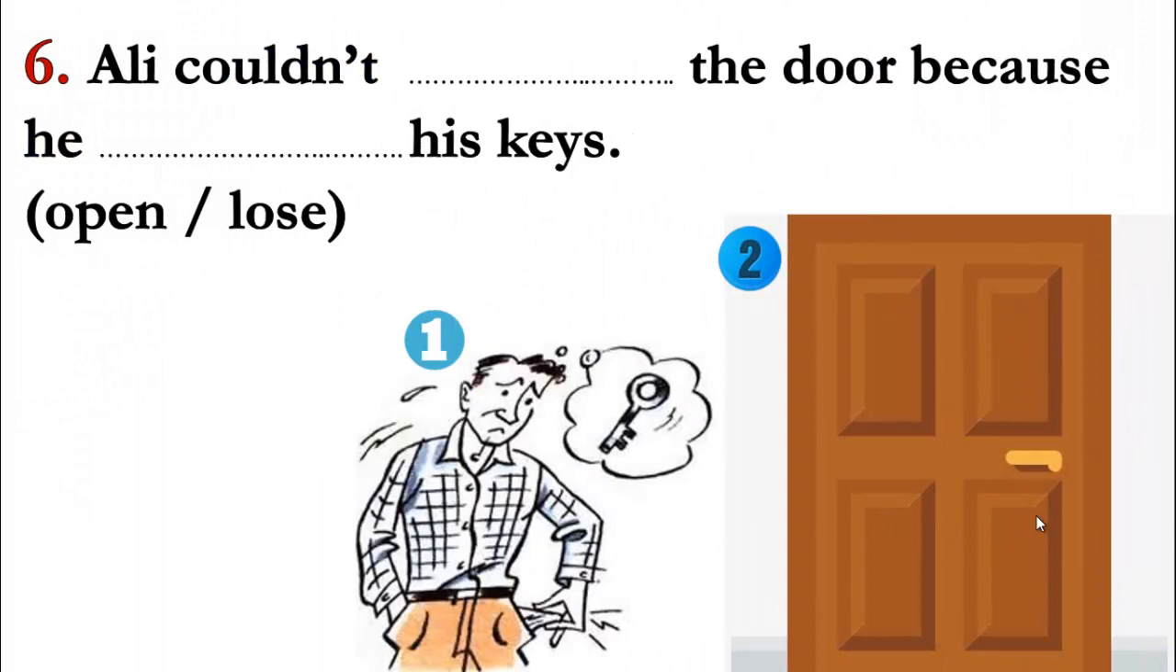Number 6, Ali couldn't space the door because he spaced his keys. Well done. So open the door because we have couldn't here. So we are going to use the infinitive form. The door because he. So I want the first action that happened first. Excellent. Past perfect. So had, and past participle from lose. Excellent. Lost. So had lost his keys. So this is the example.